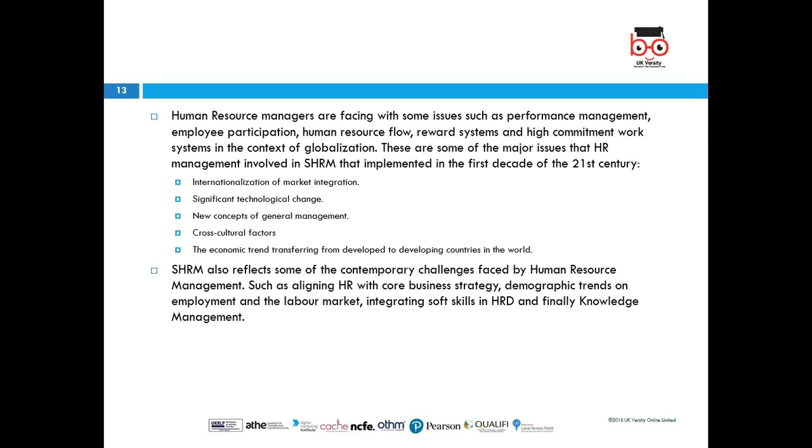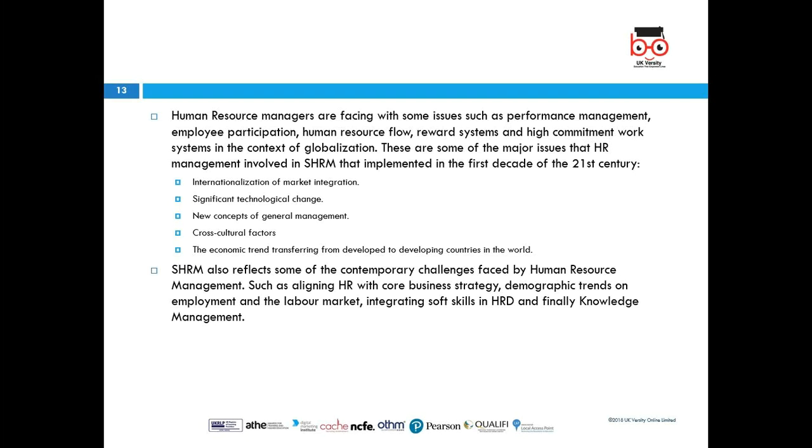So what are the key issues that you face in terms of strategic HRM, especially in modern day organizations? Things like internationalization and market integration. A lot of companies are going global now. Even small and medium enterprises have global markets and are selling on Amazon. So that's a key HRM issue: how to prepare your staff to support that internationalization approach and play in key global markets in a competitive manner.